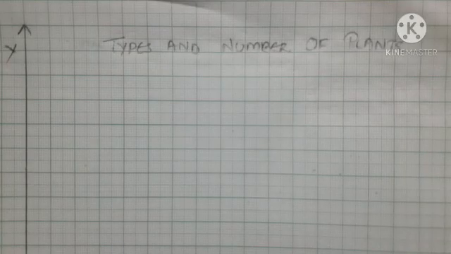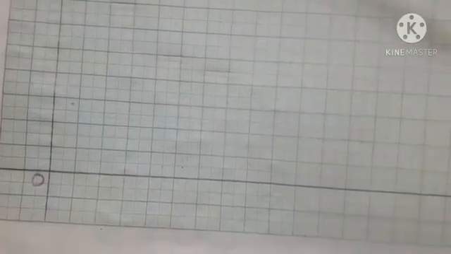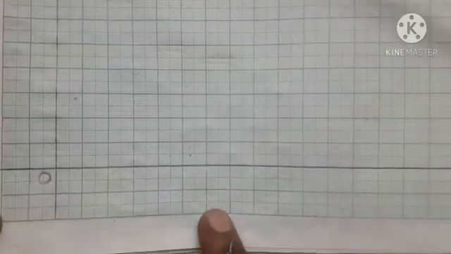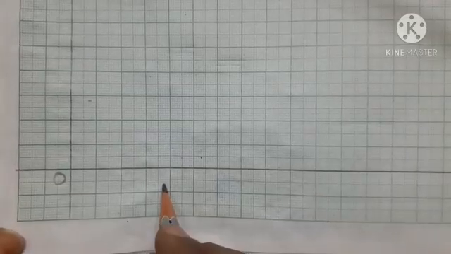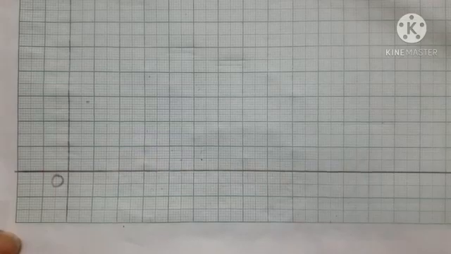Children, I have taken a graph paper here and I have drawn the Y axis and the X axis. See children, here O is the point of intersection. Now here I have left 2 squares. Here also I have left 2 squares. You can leave 3 squares also, or 1 square, whatever you like.